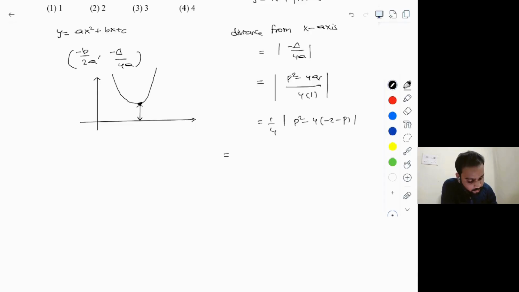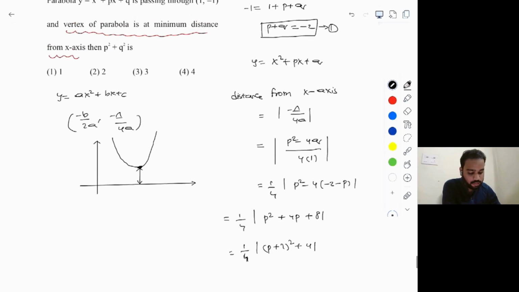And if you expand properly, you're going to get 1 by 4 into modulus of this, which is nothing but p square plus 4p plus 8. Now it is a simple quadratic expression, right? So you can use the concept of maxima minima to minimize this expression, or it's very straightforward, right? I can write this as p plus 2 whole square plus 4. Okay, this is your distance from x-axis.